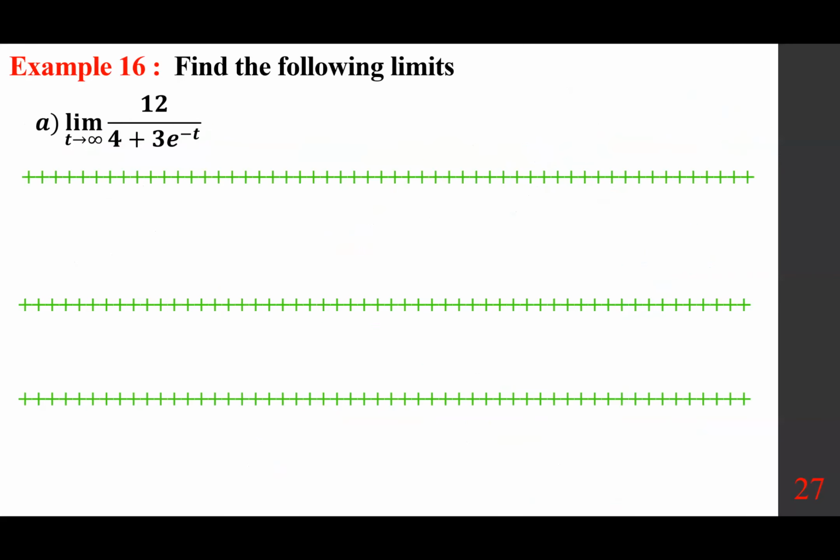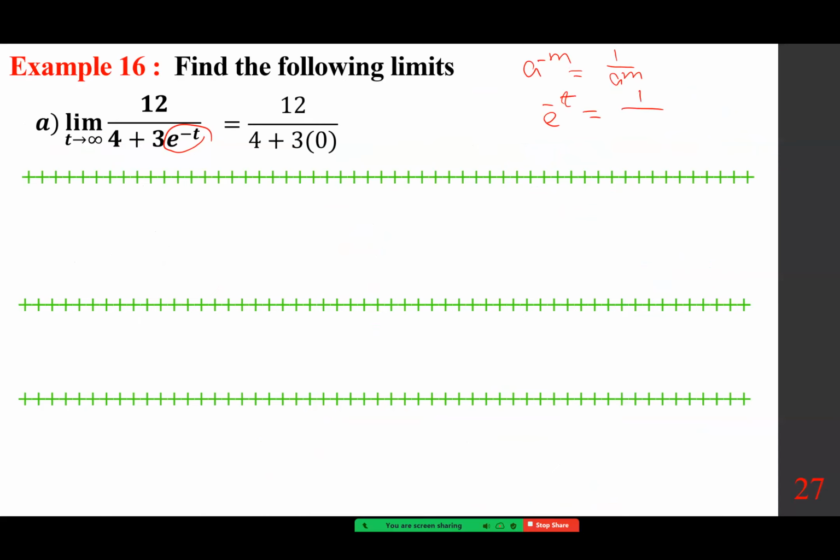Let's continue with the limits. And in this case, all you have to do is plug in. I hope you realize this part, e to the power minus infinity is 0. And here's the reason. a to the power of minus n is 1 over a to the power of n. So e to the power of minus t is 1 over e to the power of t. And 1 over e to the power of infinity is 1 over infinity, which is 0.